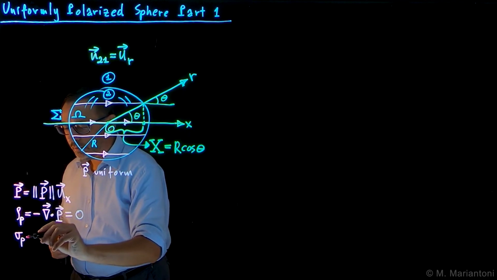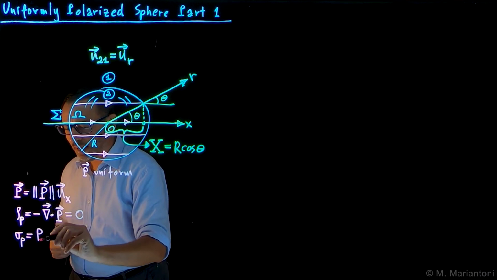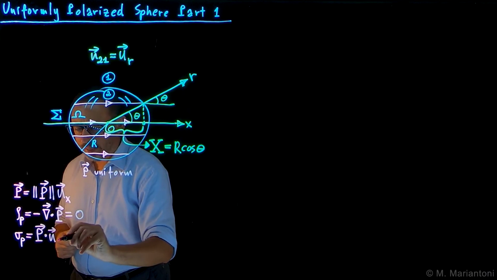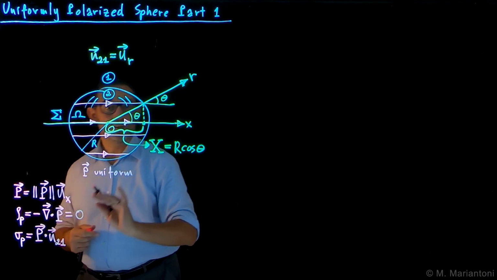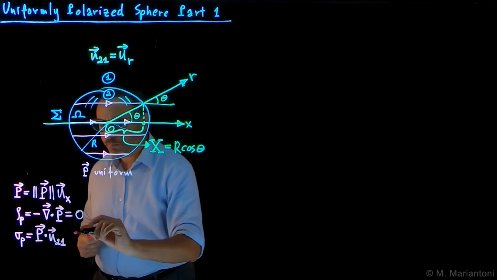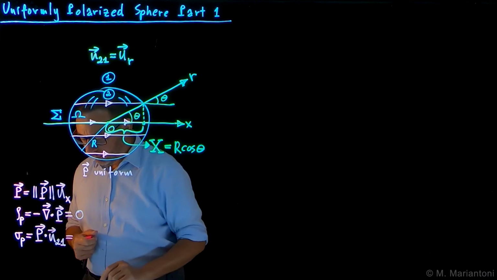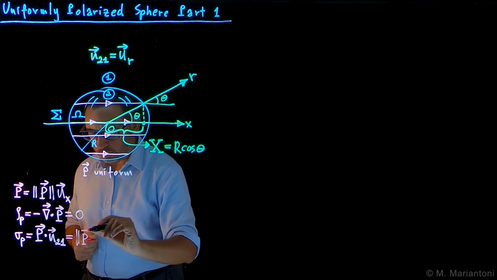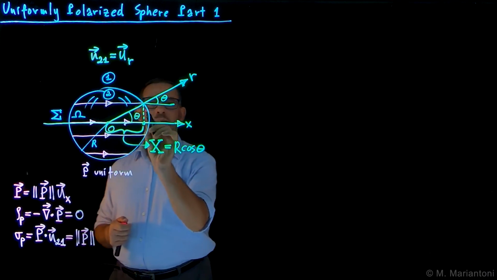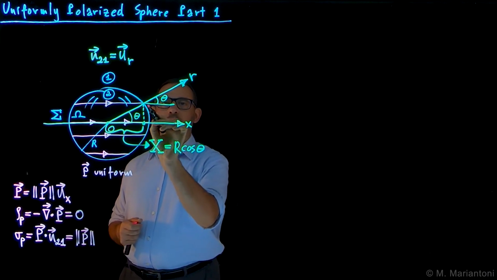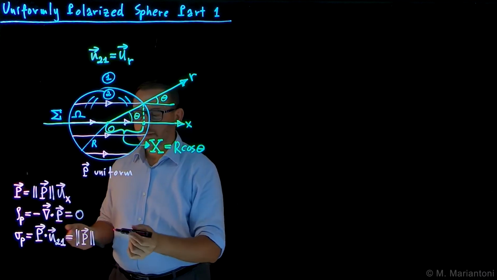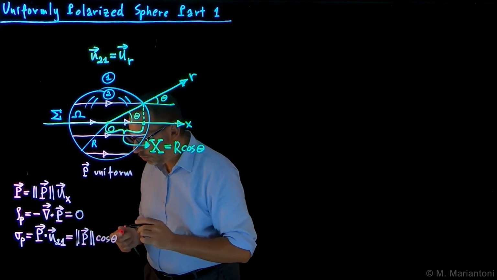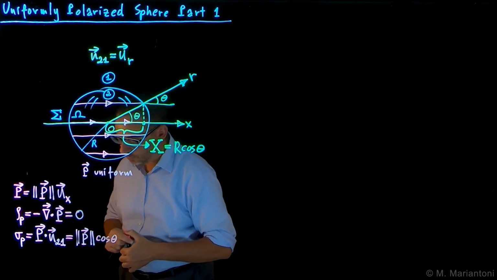Instead, sigma P, which is given by capital P vector dot n, and in fact in this case n is n to 1, towards vacuum as always in our definition. In this case, this simply gives us the norm of capital P vector. It's this vector here dotted with UR, and so the dot product gives us a cosine of theta. This is our distribution in this case, okay?